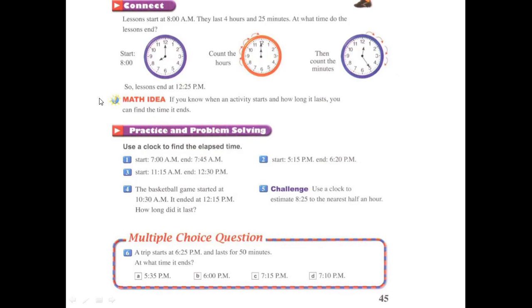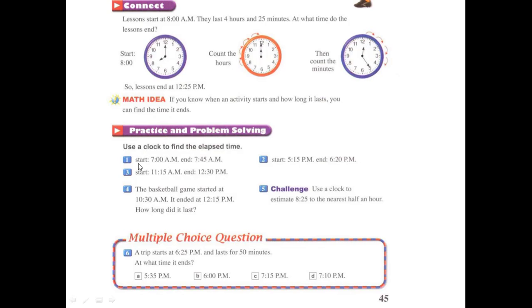Now, you have elapsed time started at 8, okay, and finished after 4 hours and 25 minutes. 8, after 4 hours is going to be what? 1, 2, 3, 4, it's going to be 12 o'clock. And how many minutes? 25 minutes. That means it's 12 and how many minutes? 5, 10, 15, 20, 25. So after 4 hours and 25 minutes, the time is going to be 12:25.